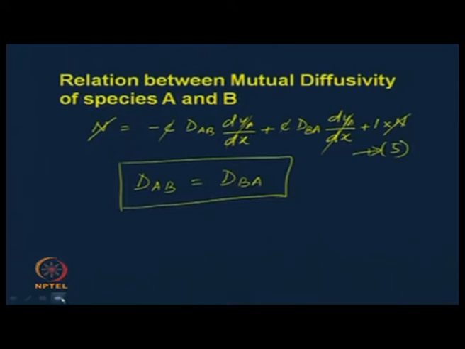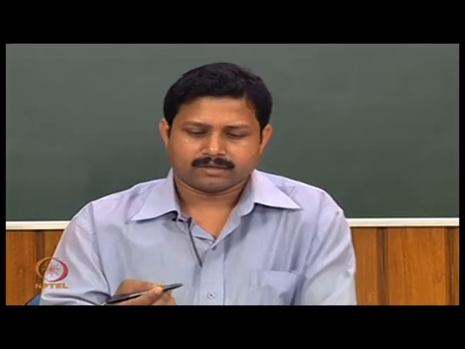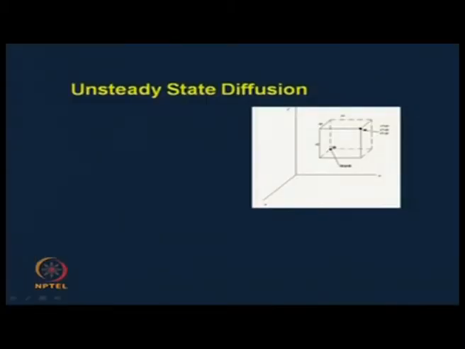So, now we will move to unsteady state diffusion. Unsteady state diffusion is defined as the change of concentration of a particular component in the mixture over time. We will try to derive the unsteady state diffusion equation, which is Fick's second law of diffusion. Let us consider the control volume and elemental volume, and the balance equation.